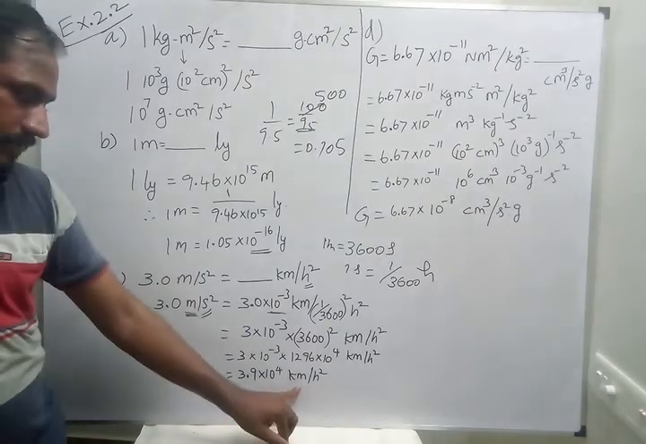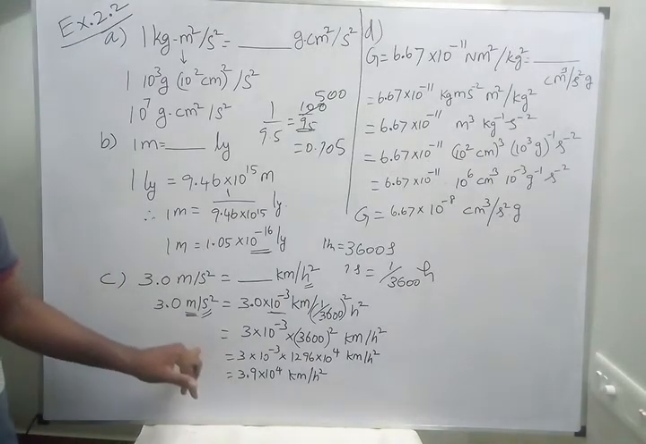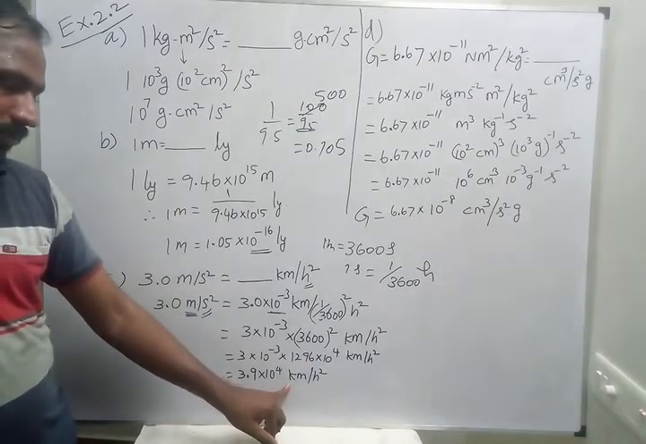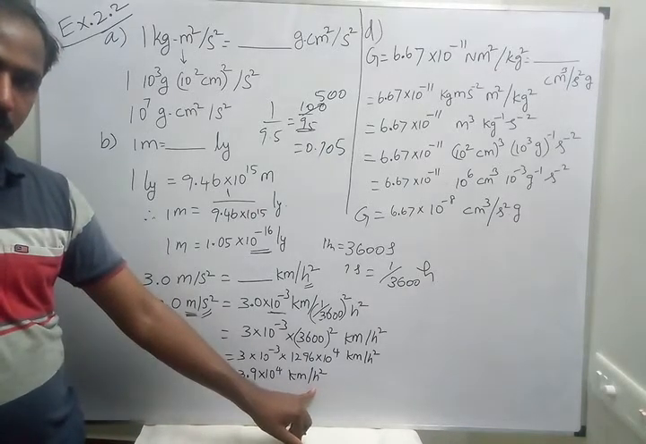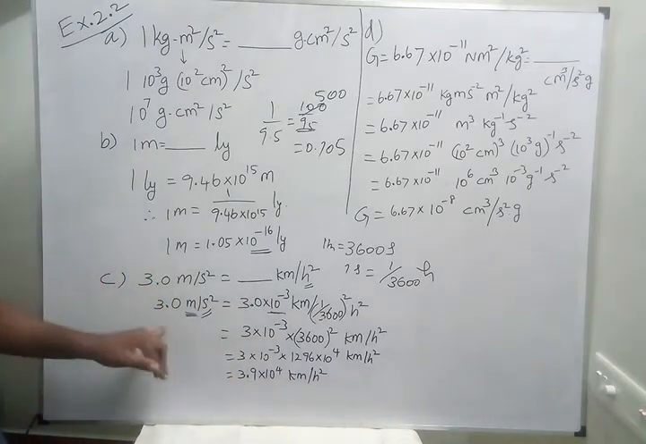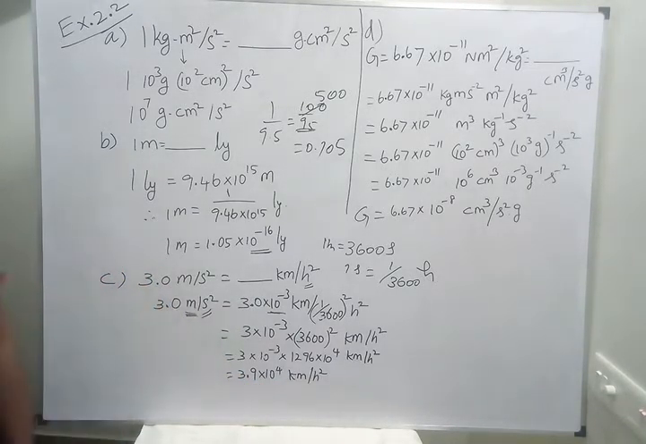At the same time this can be converted into meter per second squared. 1 kilometer is equal to 10 power 3 meter, 1 hour equals 3600 second. So substitute those values, we can convert it again, no problem.